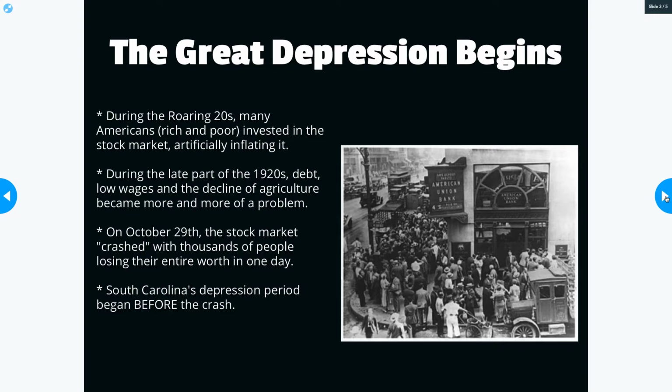Now, kind of on a sad note, South Carolina's depression period began before the crash. People were already losing their farms, losing their life savings, and it was all because of the decline of agriculture.